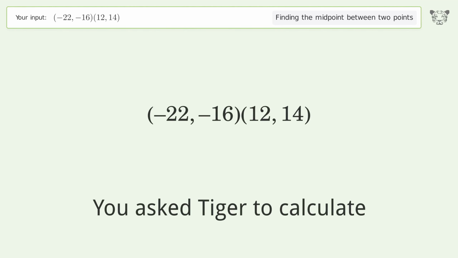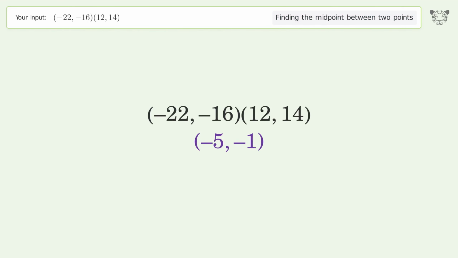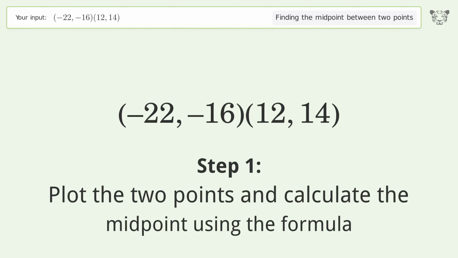You ask Tiger to calculate. This deals with finding the midpoint between 2 points. The midpoint between the 2 points is -5, -1. Let's solve it step by step. Plot the 2 points and calculate the midpoint using the formula.